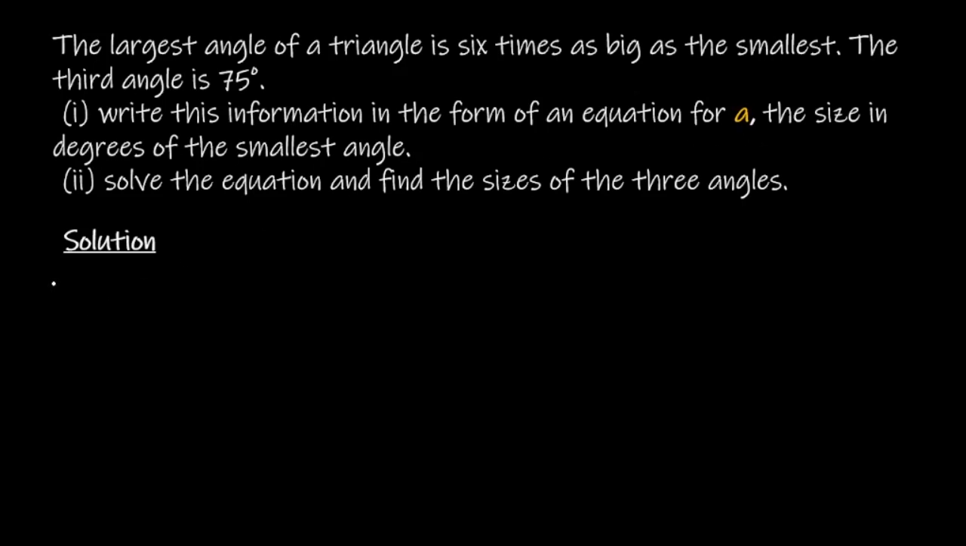So it means the smallest angle is equal to A degrees. Now, if the smallest angle is A degrees, and we know that the largest angle in the triangle is 6 times as big as the smallest, the largest angle in this case is going to be 6A, because we've already been told in the question that the largest angle of the triangle is 6 times as big as the smallest.